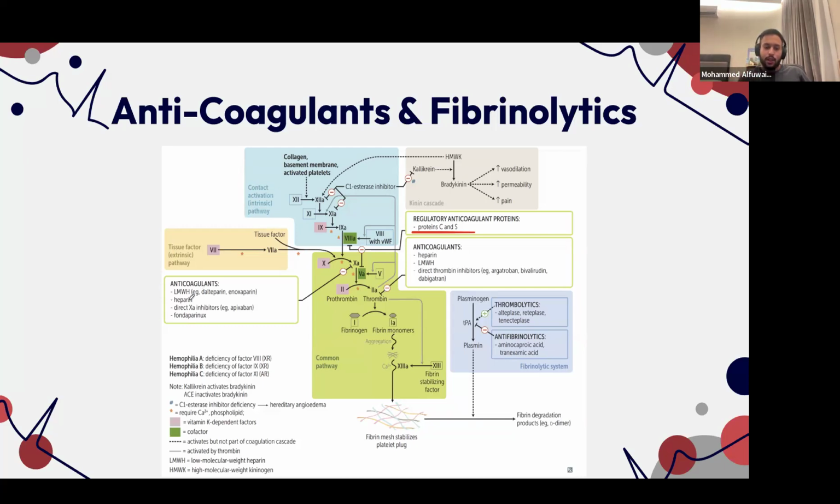There's two types, either direct factor 10A inhibitors, such as apixaban, or you have the direct thrombin or factor 2 inhibitors, which is, for example, dabigatran. Okay. Now, for these, the bleeding side effects are better. It does not cause bleeding as much as the other anticoagulants, such as warfarin and heparin. So it's very good. Another thing is this is oral. Do you need to monitor patients on direct oral anticoagulants with PT or PTT? Yes or no?